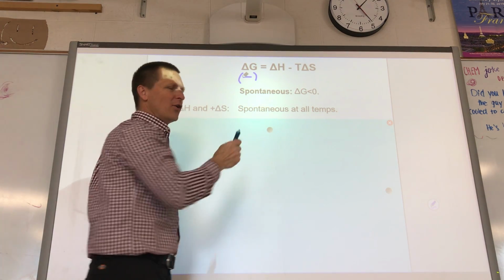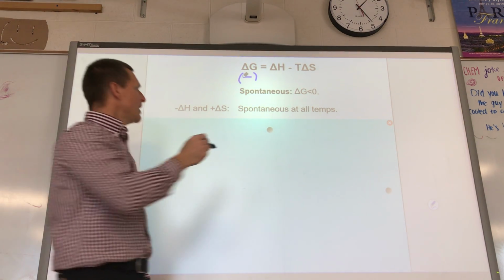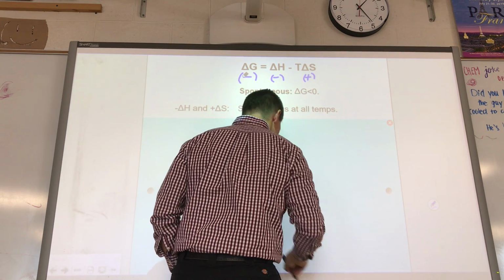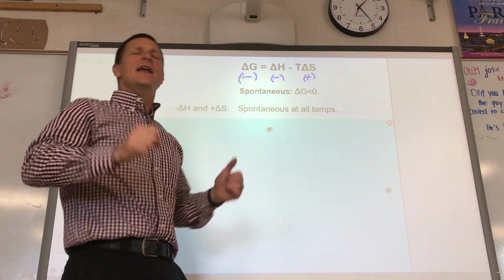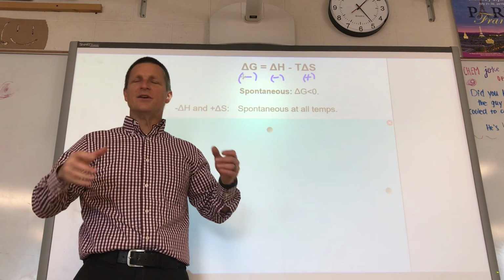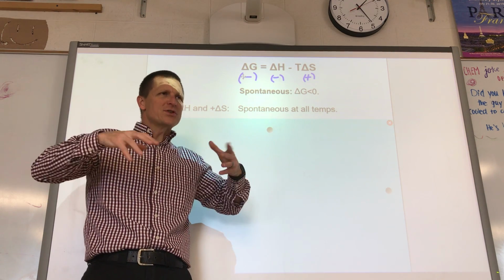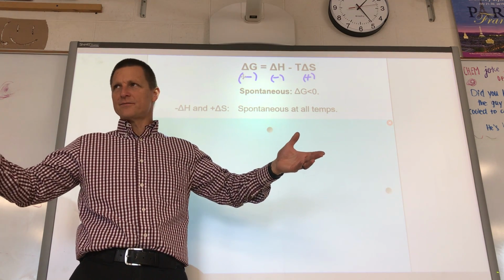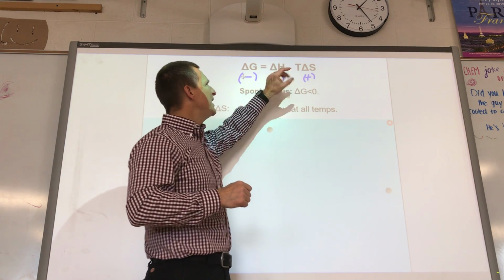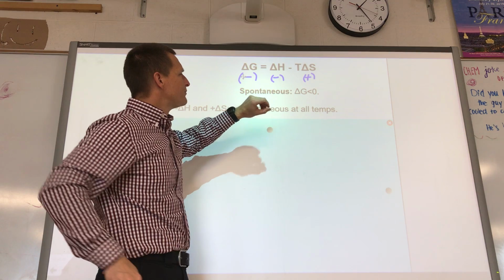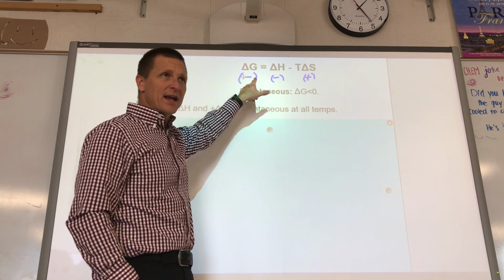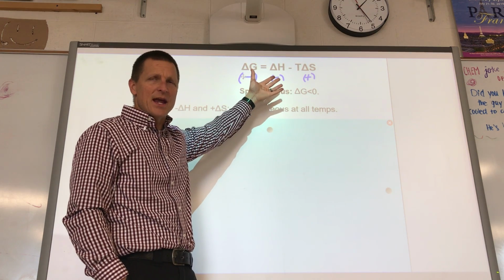The first scenario is when delta H is negative and delta S is positive. Now it turns out, I've mentioned this a couple of times already, that nature tends to get rid of its energy. If nature had a preference, it would prefer to release stored energy. So that delta H is the heat energy that I'm talking about. When the delta H is negative, that contributes to a negative delta G. That helps delta G to be negative.